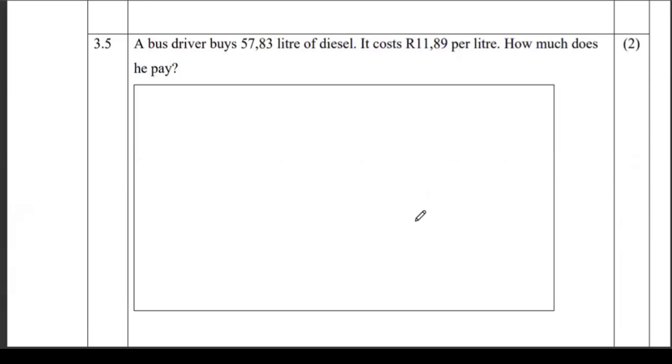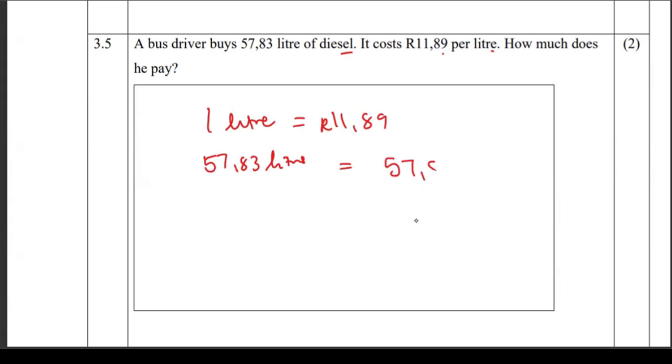3.5, a bus driver buys this much of diesel. It costs this much per liter. How much does he pay? So if 1 liter is 11.89, how about 57.83 liters? It's going to be 57.83 times 11.89.